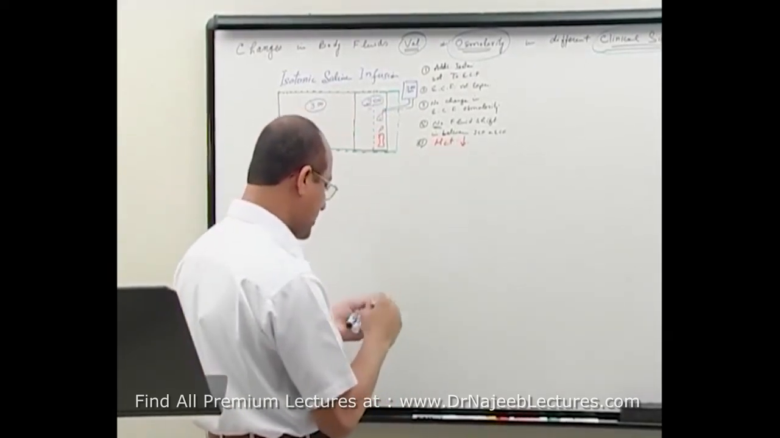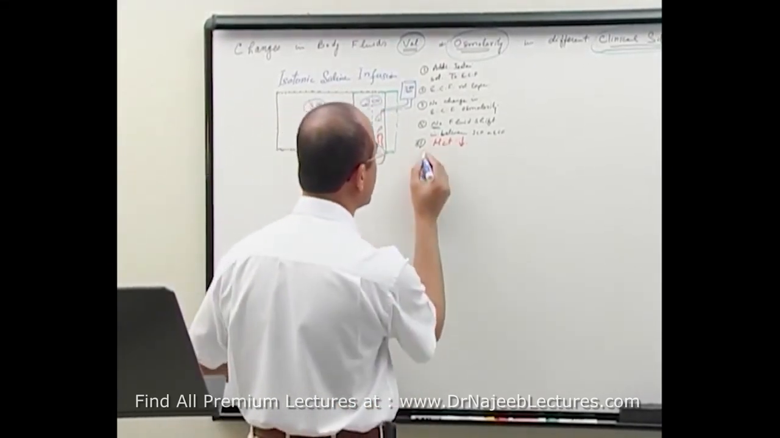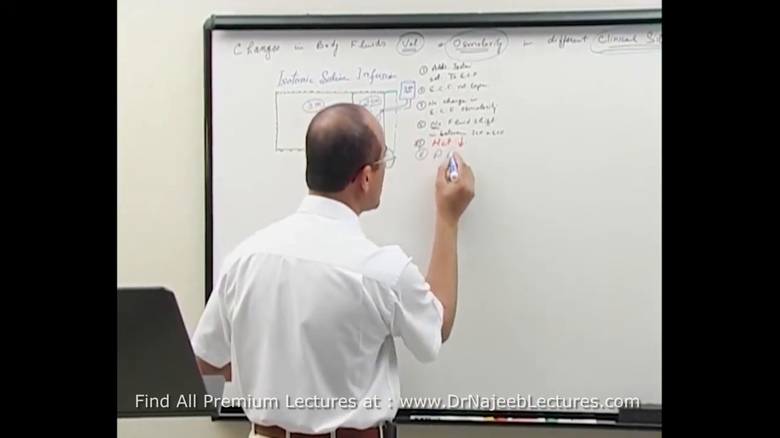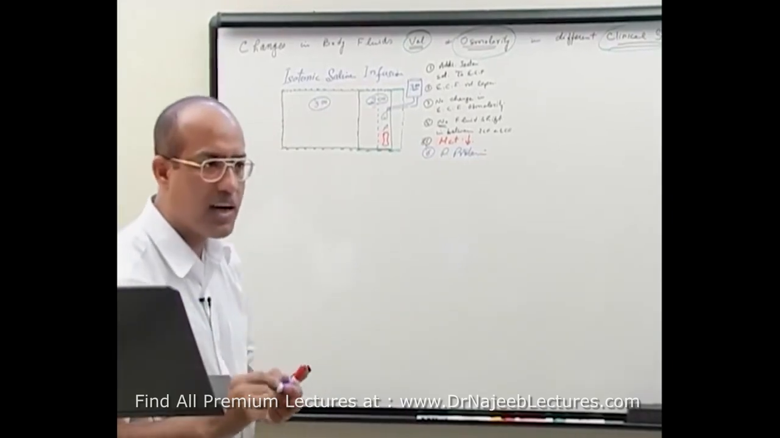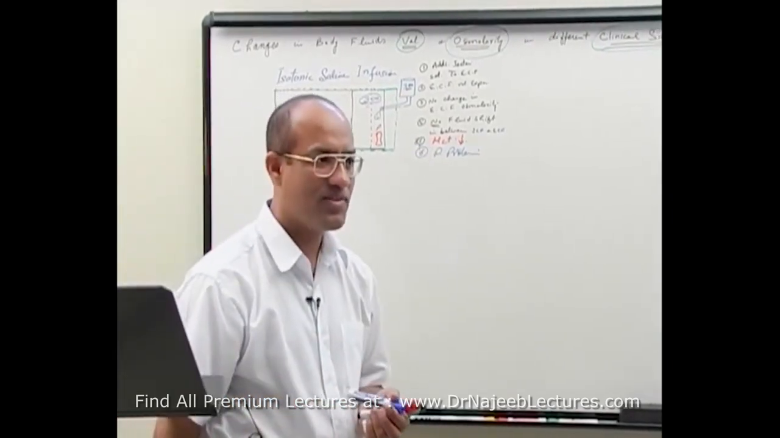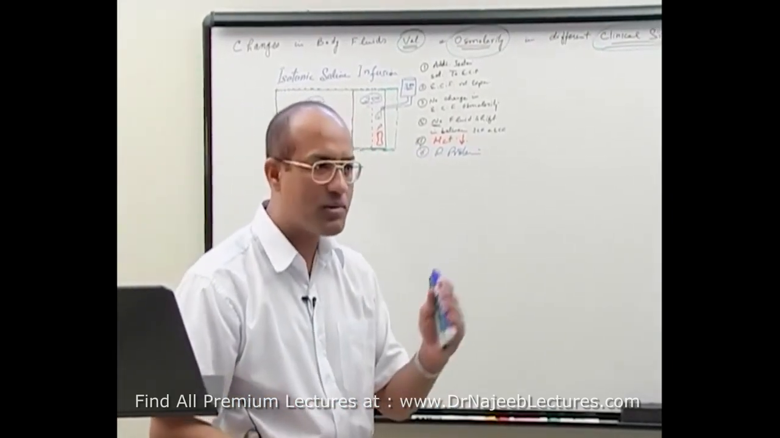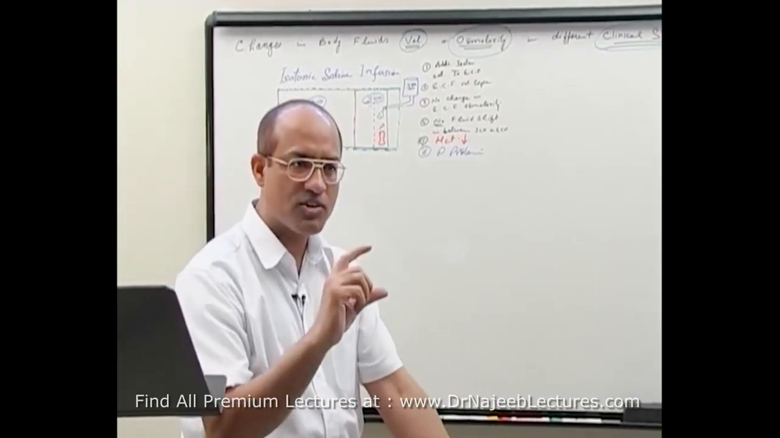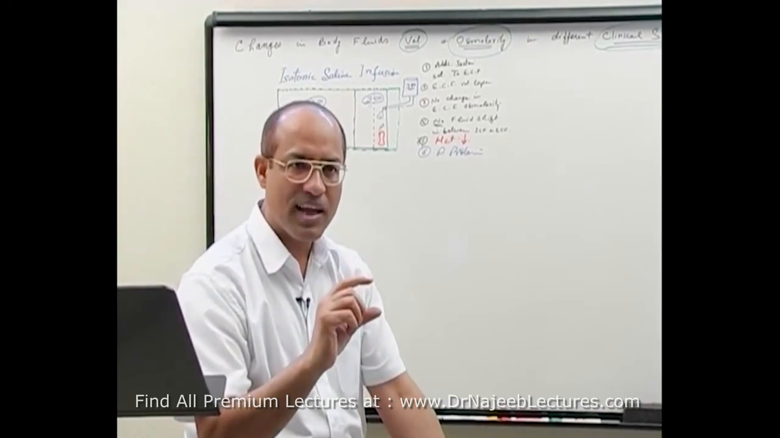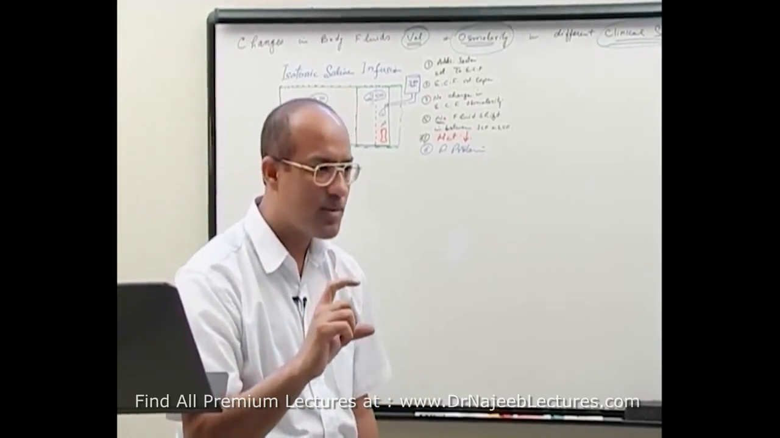And point number six is about plasma proteins. Will plasma proteins become concentrated in this patient's blood or diluted? Diluted, because blood volume is increased. So when you take a 5 ml sample, plasma protein concentration will be reduced and hematocrit will also be reduced.